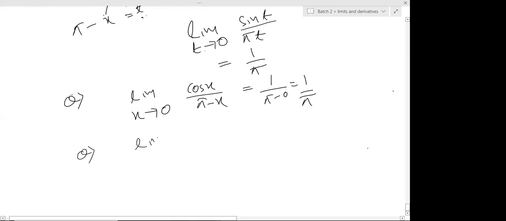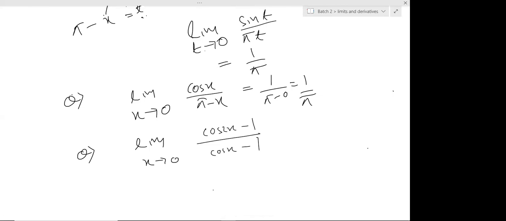Next question. Limit x tending to 0, cos 2x minus 1 upon cos x minus 1. Try to solve this one.